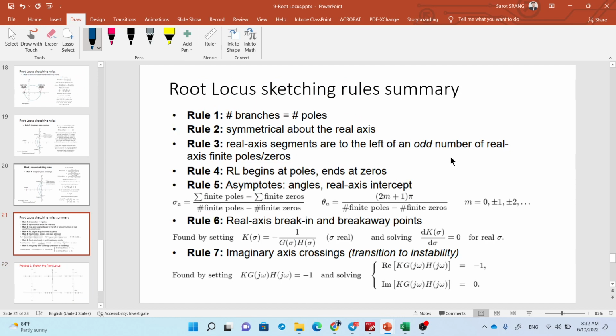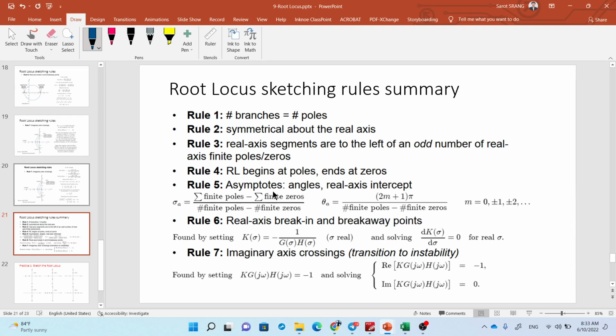Okay, let's summarize the rules of root locus sketching. Rule number 1, the number of branches equals the number of poles. Number 2, symmetrical about the real axis. Number 3, real axis segments are to the left of an odd number of finite real-axis poles and zeros. Rule number 4, the root locus begins at poles and ends at zeros. Rule number 5, asymptotes: angles and real axis intercept.